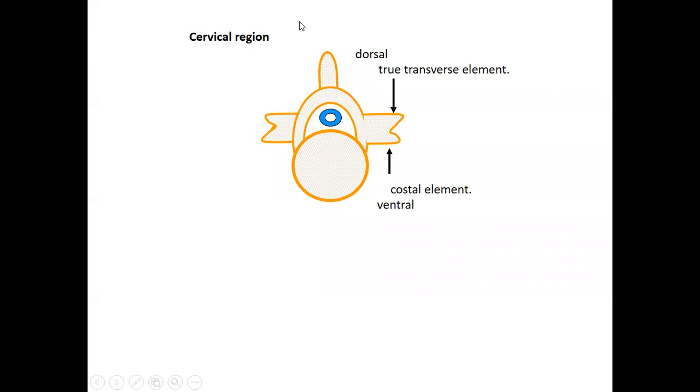At the cervical region here, we have the dorsal true transverse element, represented by this part, and then we have the costal elements on the ventral portion, represented by this part. You can see this part will be extended here, and this part will be extended here, and when they extend, these two parts form the foramen transversarium. This is the hole, you can see here.